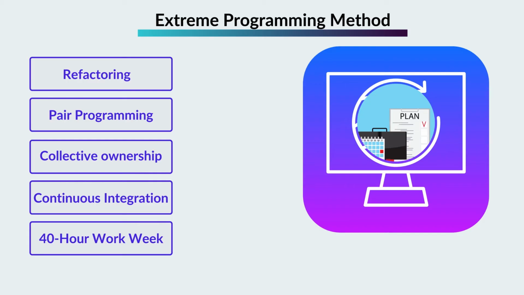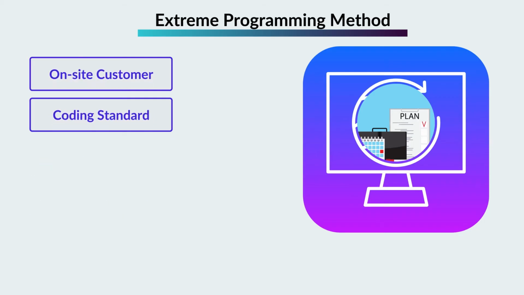Collective ownership. All team members are responsible for the codebase, which promotes collaboration, code review, and collective decision-making. Continuous integration. The XP framework suggests that code changes are integrated frequently and tested to ensure that the software remains in a working state. Forty-hour workweek. XP advocates a sustainable pace of work, with a 40-hour workweek, to maintain developer motivation and productivity. On-site customer. Daily interaction with customers is an essential part of the XP framework to ensure that the product goals align with the customer needs and expectations.